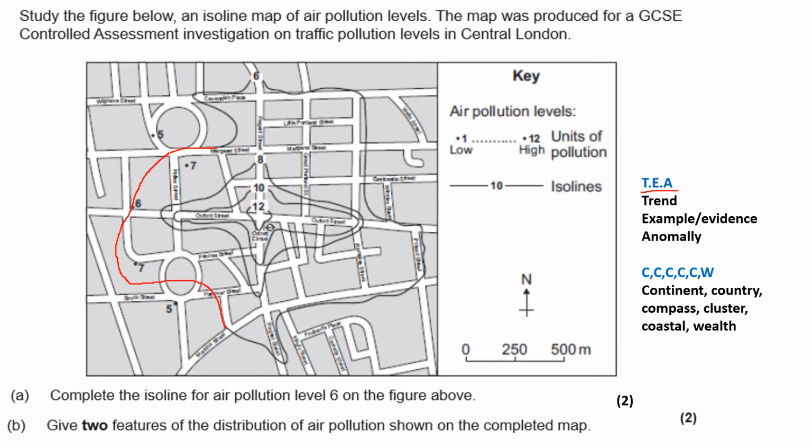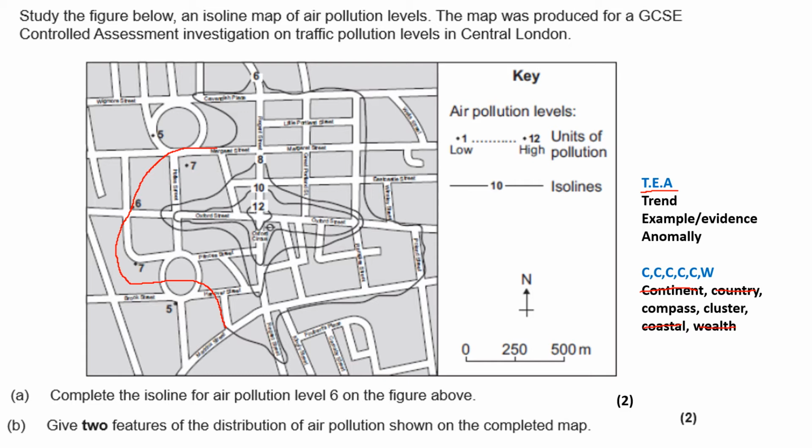Now, some of these will be relevant, some of them won't be. In this instance, continent is not relevant, neither is country. We can use compass directions, we can always use those. We can look for clustering. Coastal, well, that's irrelevant for this question because we're zoomed right in on a small area. And wealth, we're given no indication of wealth in this instance, so we can get rid of that too. So we can look to use the compass and we can look for clustering.